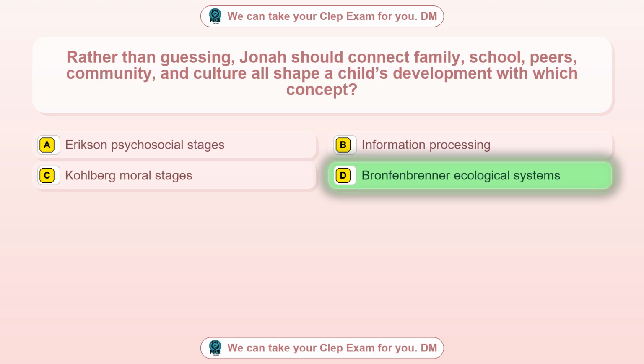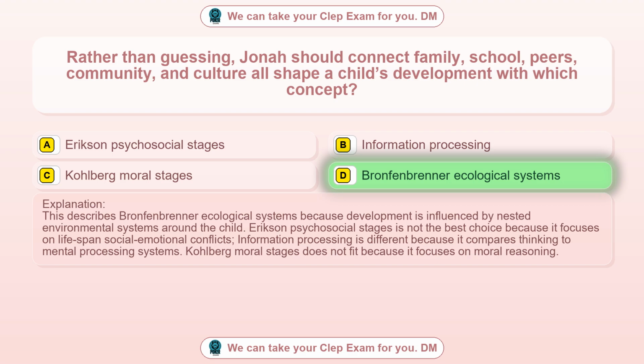Bronfenbrenner ecological systems. This describes Bronfenbrenner ecological systems because development is influenced by nested environmental systems around a child. Erikson psychosocial stages is not the best choice because it focuses on lifespan social-emotional conflicts. Information processing is different because it compares thinking to mental processing systems. Kohlberg moral stages does not fit because it focuses on moral reasoning.